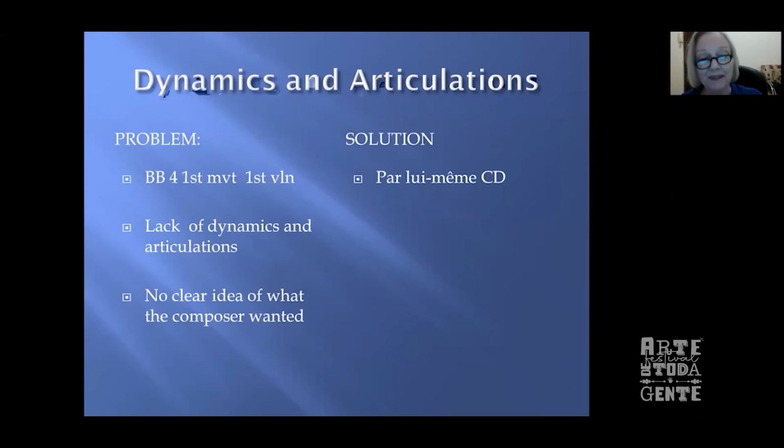I have also researched the Bachianas dynamics and articulation, and as with the previous category, I will continue this work in the upcoming semester. Now I would like to share with you 3 examples from the first movement of Bachianas 4, the first violin part. There is a lack of dynamics and articulations that are not in any of the solution materials except for the CD. I found there a clearer idea of what possibly the composer would want.